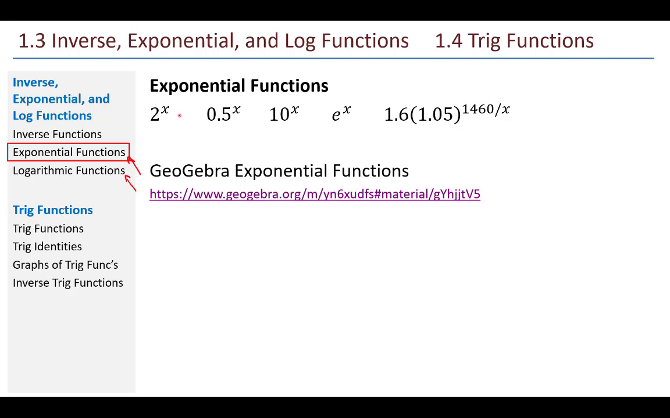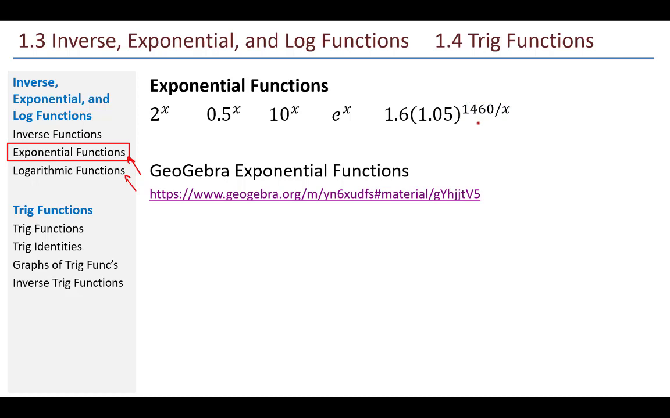So exponential functions are functions where the variable is in the exponent. So something like x squared is not an exponential function. In order to be exponential, the variable is in the exponent. So these are all examples: 0.5 to the x, 10 to the x, e to the x. Even something like 1.6 times 1.05 raised to all this stuff, and x is in the exponent, so it still counts as an exponential function.